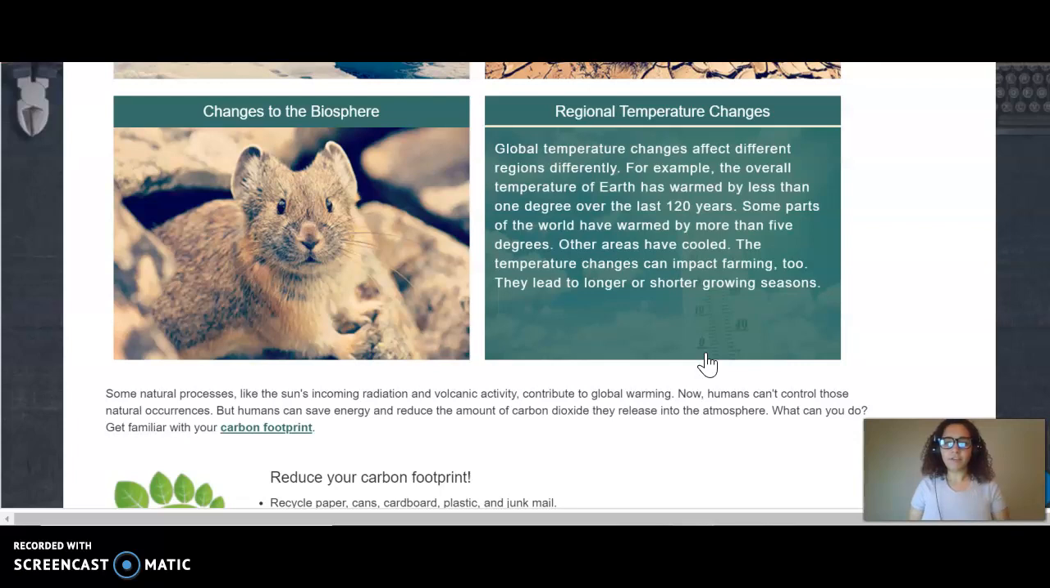Global temperature changes affect different regions differently. The overall temperature of Earth has warmed by less than 1 degree over the past 120 years. So this may not seem like a big deal. It's only 1 degree. But some parts of the world have warmed more than 5 degrees, and other areas have cooled because we're only looking at that average over the last 120 years. So these wildly different temperature changes can impact farming, and it can also lead to longer or shorter growing seasons.